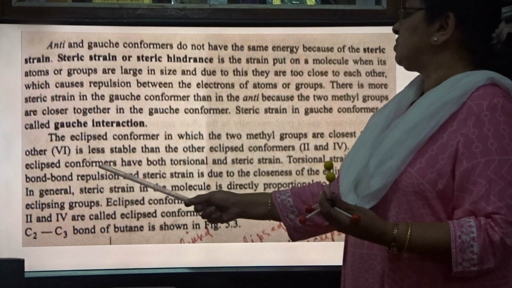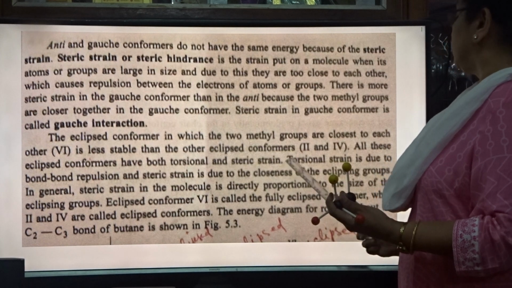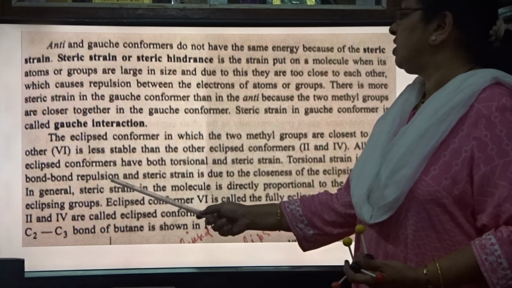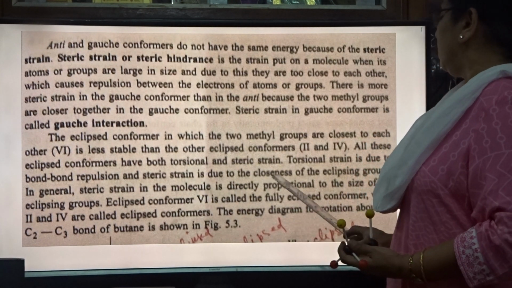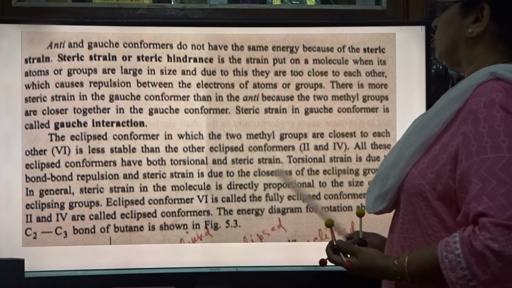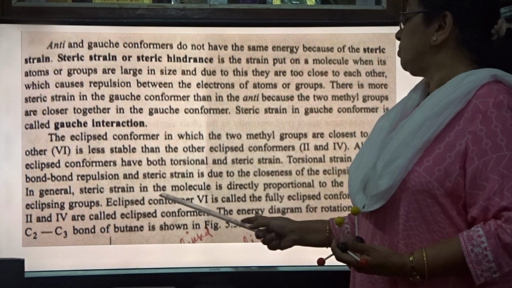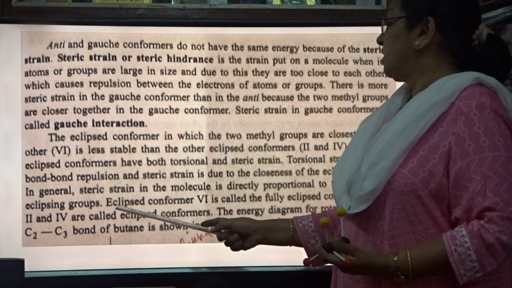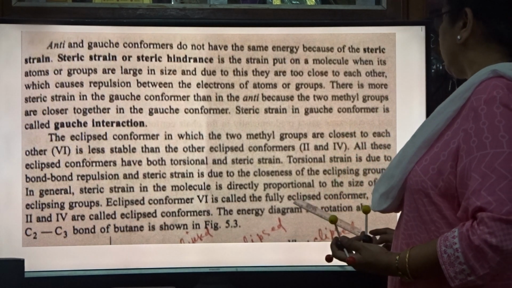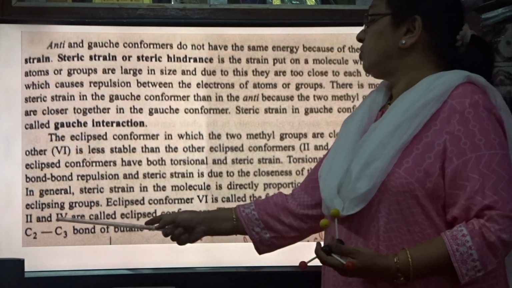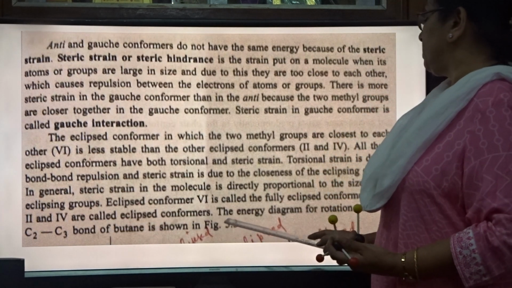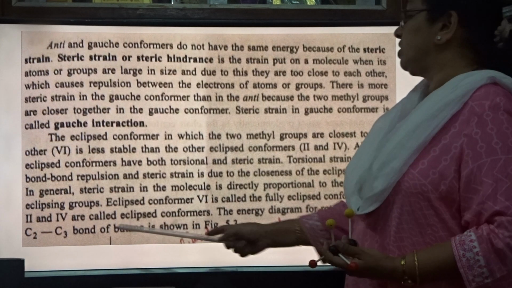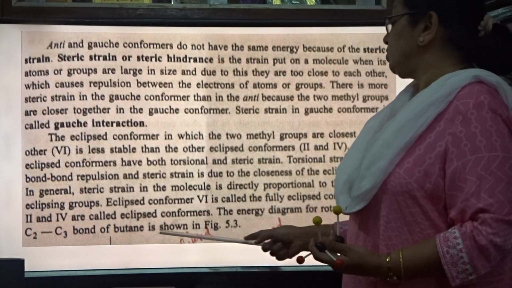All these eclipsed conformers have both torsional and steric strain. Torsional strain is due to bond-bond repulsion, and steric strain is due to the closeness of the eclipsing groups. In general, steric strain in a molecule is directly proportional to the size of the eclipsing groups. Conformer 6 is called the fully eclipsed conformer, while 2 and 4 are called eclipsed conformers. The energy diagram for rotation about the C2-C3 bond of butane is shown in the figure.